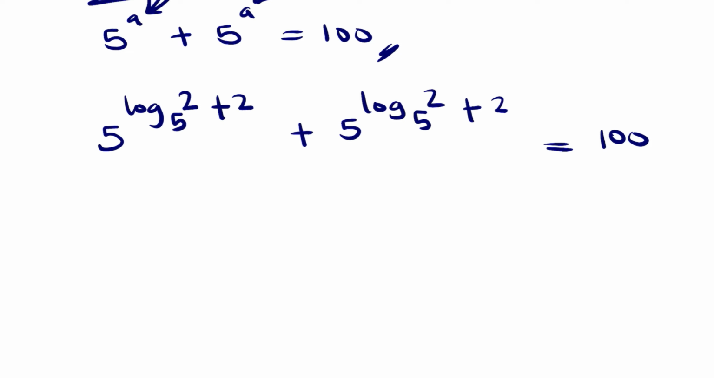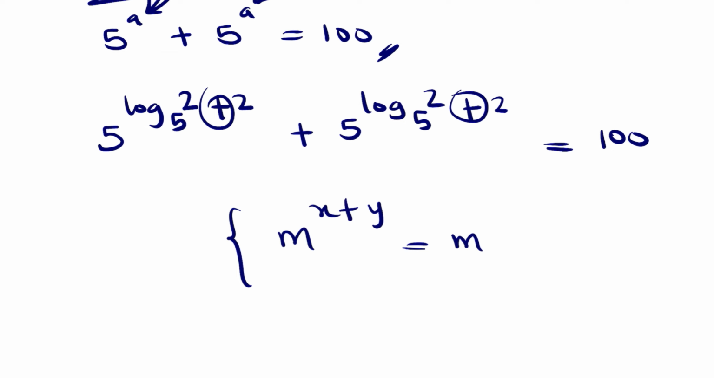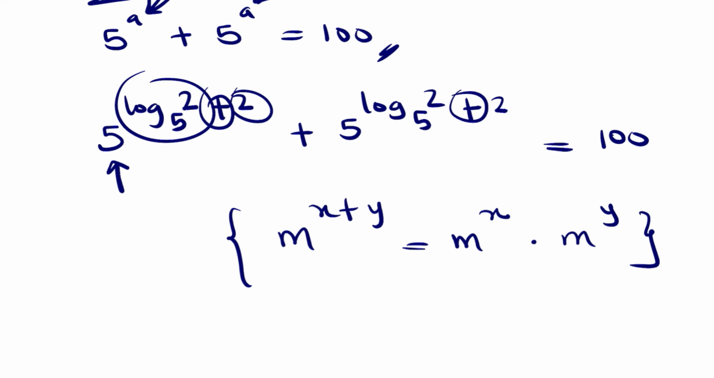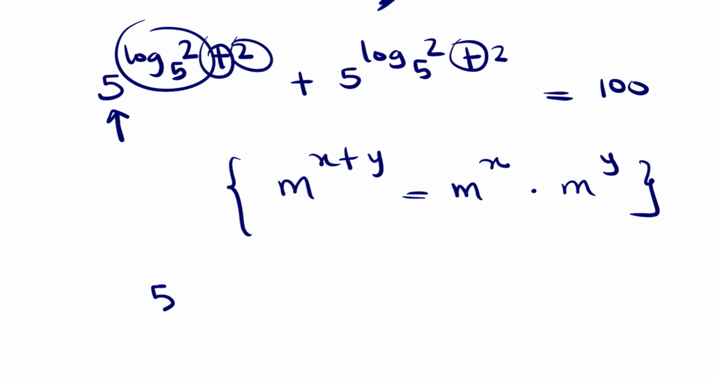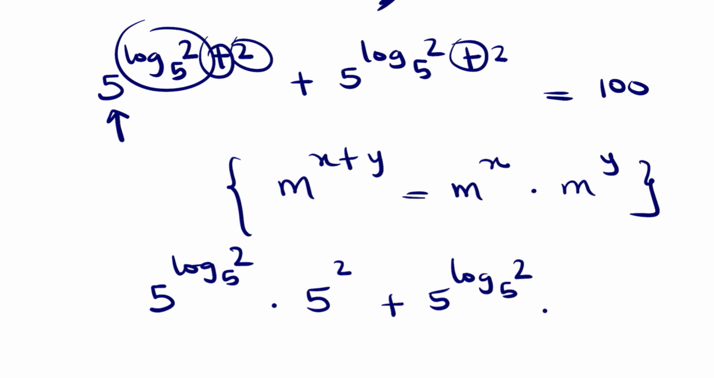For each term on the left hand side, we're going to apply the law of indices that says when you have m raised to power, this is addition. So we say when x plus y is the power, you can separate the powers into individual bases, m raised to power x times m raised to power y. In this case, our m is 5. Our powers are log 2 and 2 respectively. So we have 5 raised to power log 2 base 5 times 5 raised to power 2. The same applies to the second term: 5 raised to power log 2 base 5 times 5 raised to power 2. And if done correctly, this should give us 100.